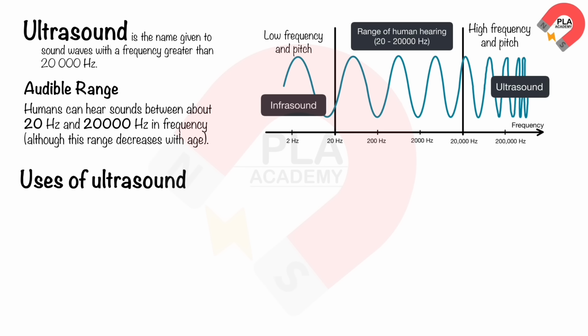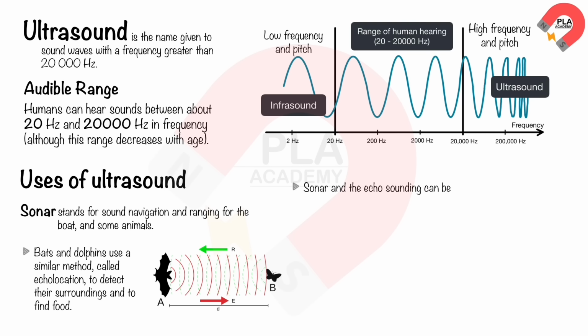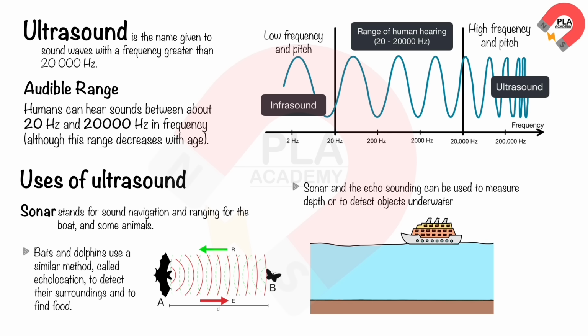The uses of ultrasound. Sonar stands for sound navigation and ranging, used for boats and some animals. Bats and dolphins use a similar method, called echolocation, to detect their surroundings and to find food. Sonar and echo sounding can be used to measure depth, or to detect objects underwater.